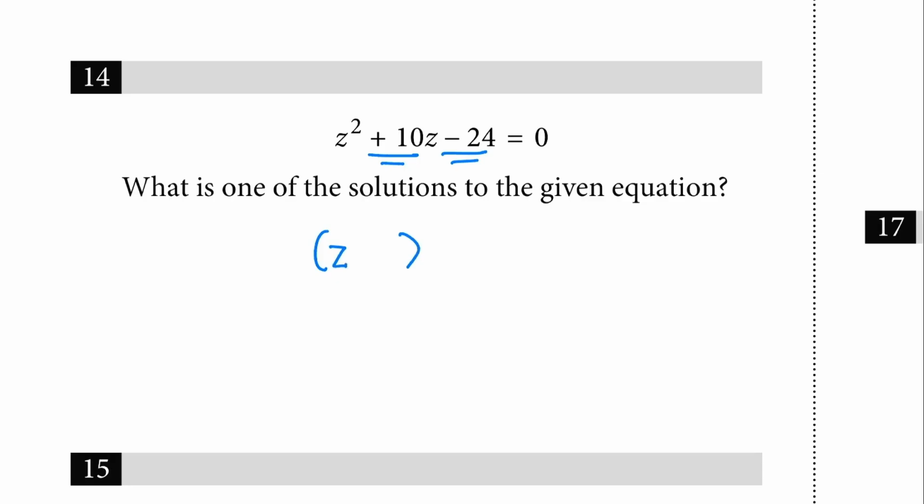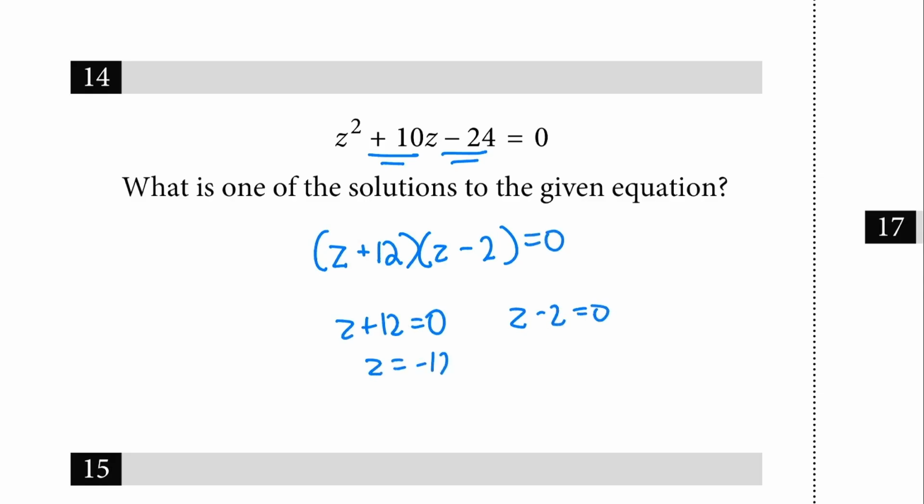So in this case, we are going to pick positive 10 and negative 2. Whenever we solve this, we are going to get z plus 12 equals 0, z minus 2 equals 0. So z equals negative 12 and z equals 2. Either one of these answers is sufficient.